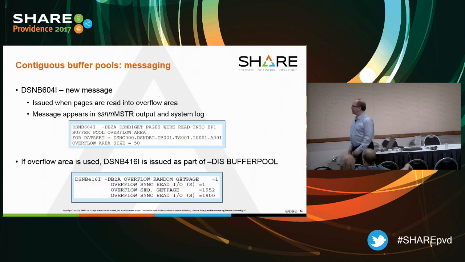So I have a couple examples here. Here's the new DSNB604I message showing that some pages were read into the overflow area, and then DSNB416I is part of the display buffer pool output, and you can see that there are overflow sync reads and overflow get pages, because we will still do regular LRU maintenance within the overflow area.